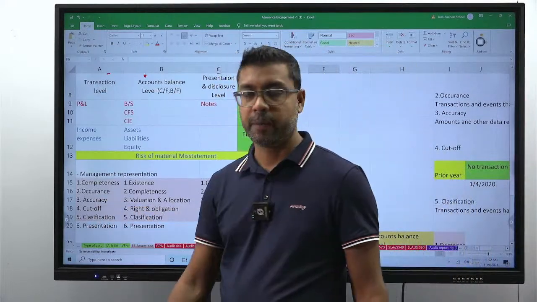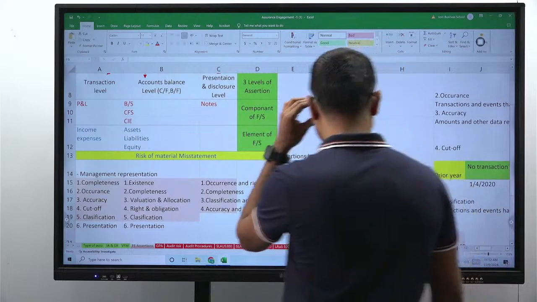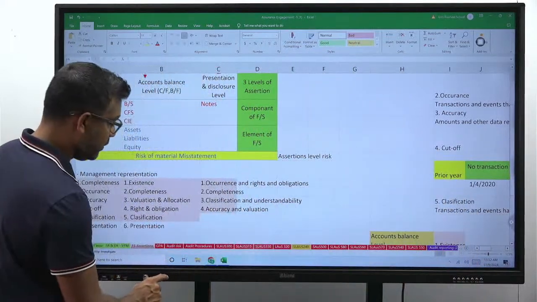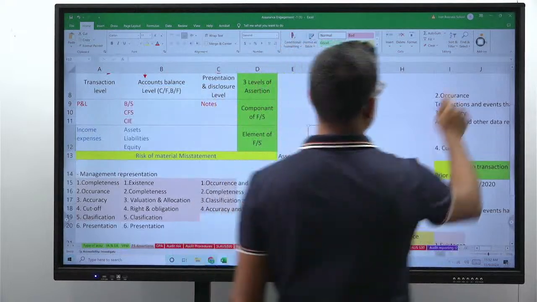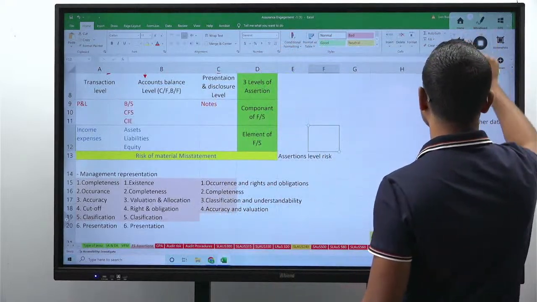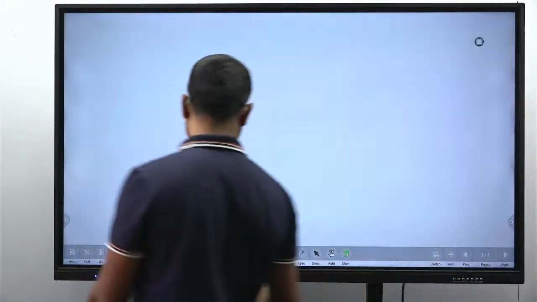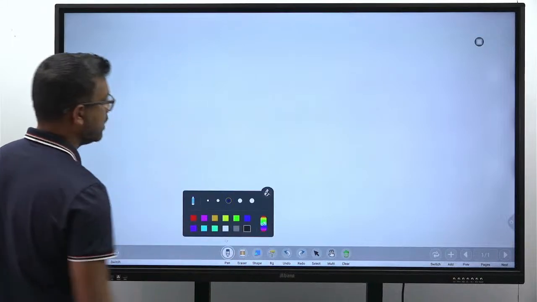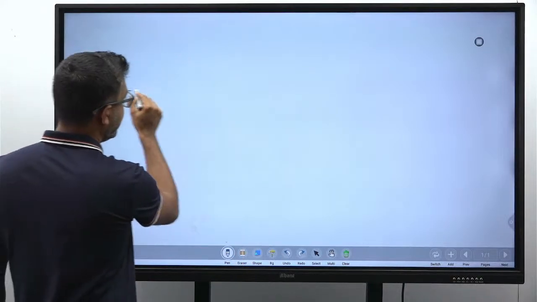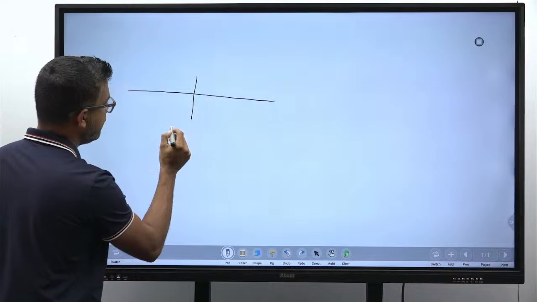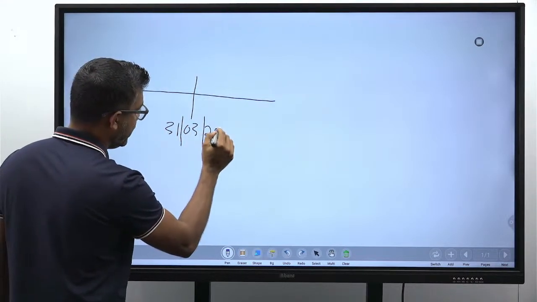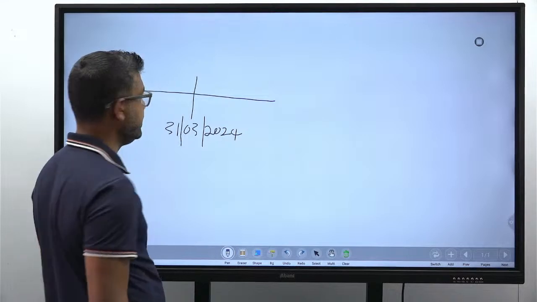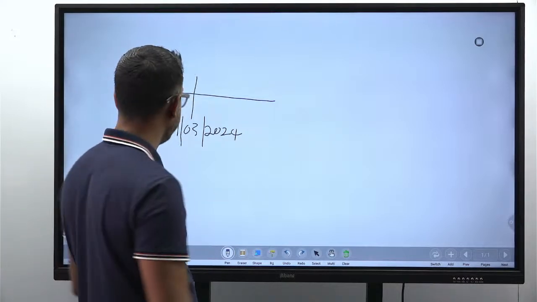Cutoff, very important. Cutoff means, let me explain. Cutoff means, now let's say, this is the year-end date, 31st March, let's say 2024. So this is the cutoff date or year-end.